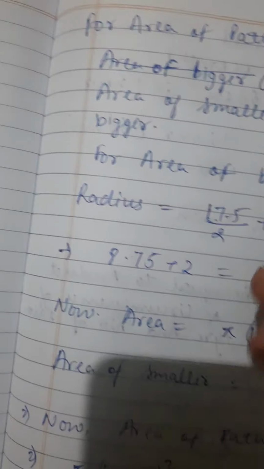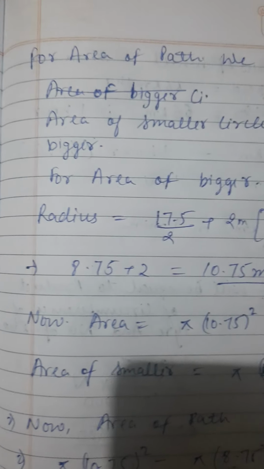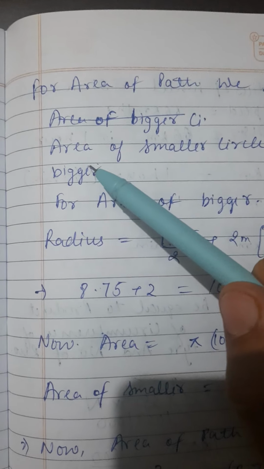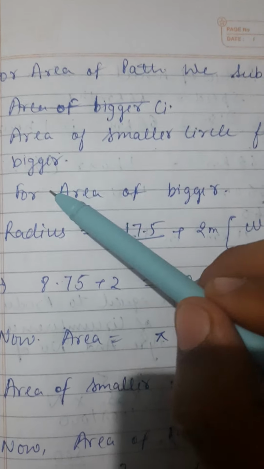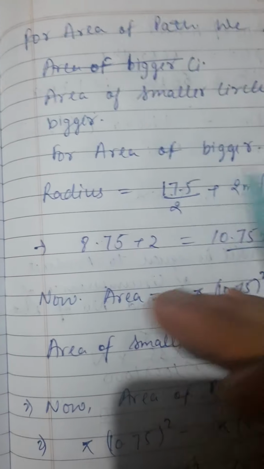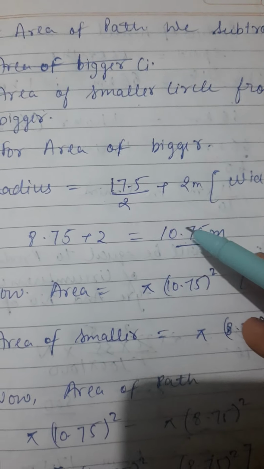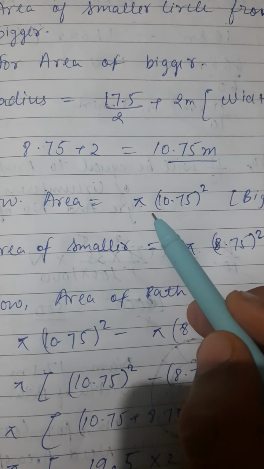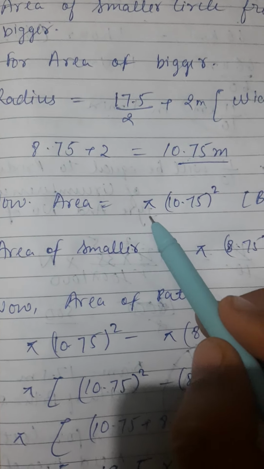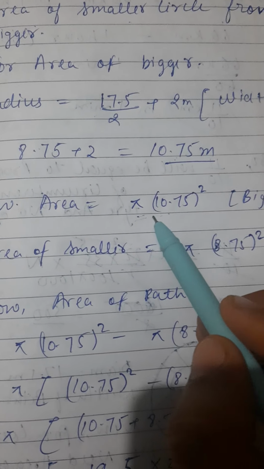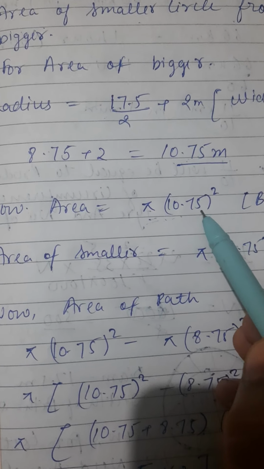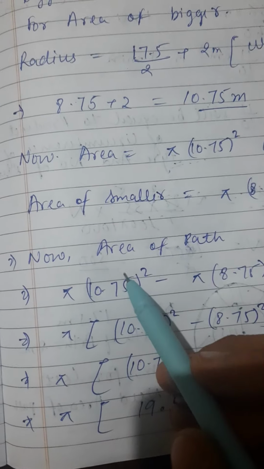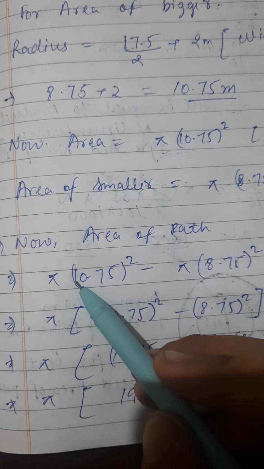So now, for the area of the path, we need to subtract the area of the smaller circle from the bigger circle. Now as we have found out the radii of both circles already, we just simply put the radius in the formula of area, which is pi r square. So for the bigger circle, it will be pi into 10.75 meters square, and for the smaller, it will be pi into 8.75 meters square. So we just simply subtract these both terms, which will be pi.